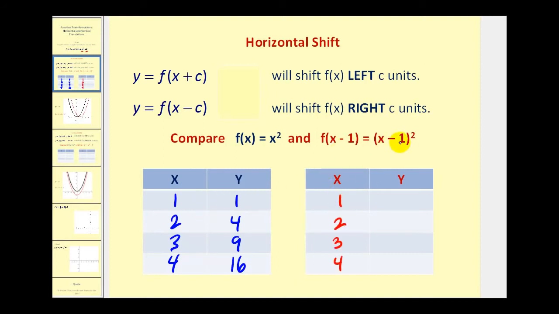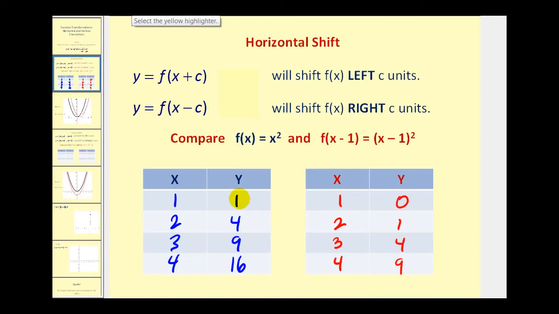Let's use the same x values for f of x minus 1. So now we're going to subtract 1 from the input and then square it. So 1 minus 1 squared would be 0. 2 minus 1 squared would be 1 squared, or 1. 3 minus 1 squared would be 2 squared, or 4. And 4 minus 1 squared would be 3 squared, or 9.